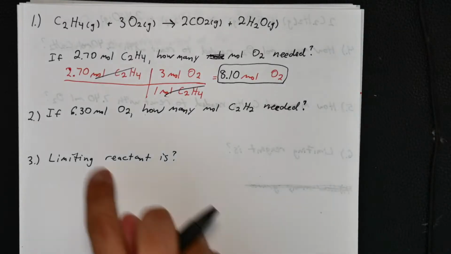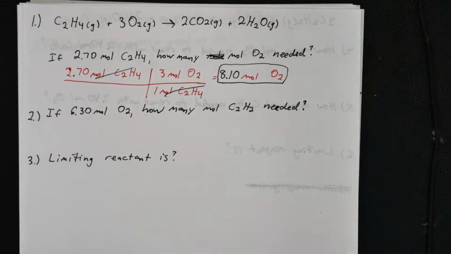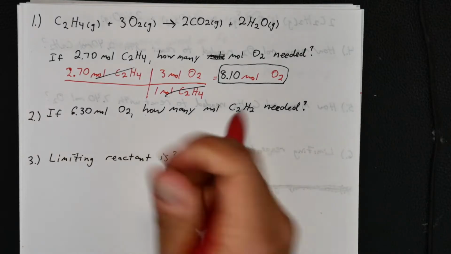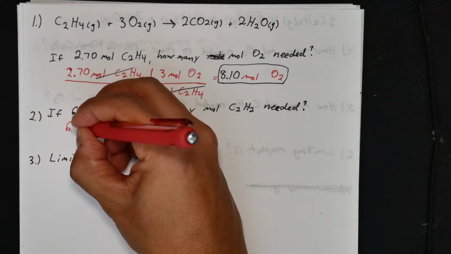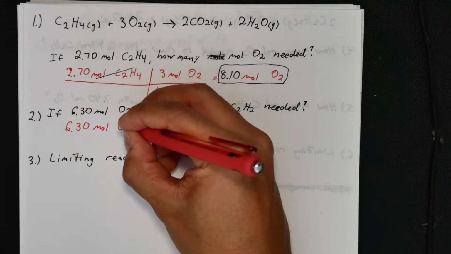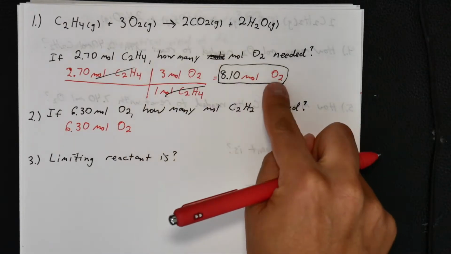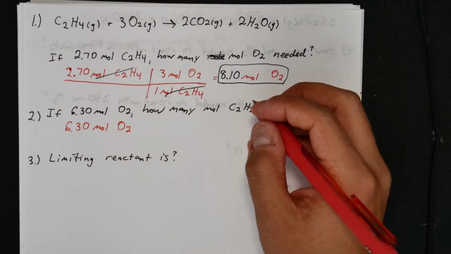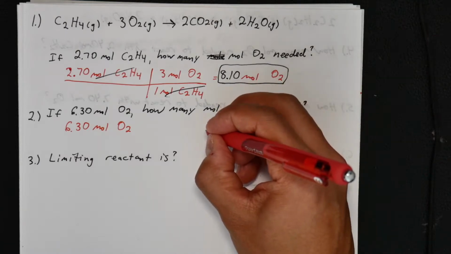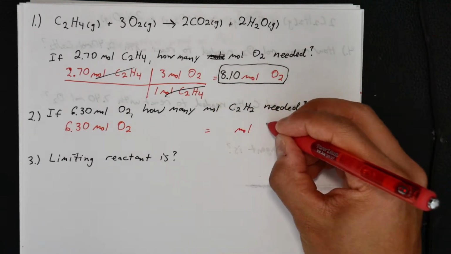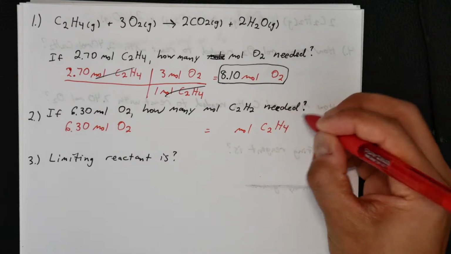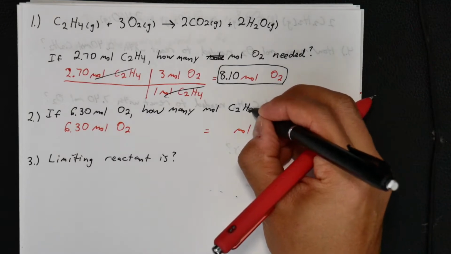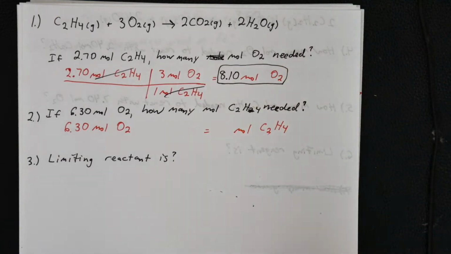And I have this one written out again already here. So if we have 6.30 moles of O2, how many moles of C2H2 will be needed? So it's pretty much the first problem, but instead of going from moles of C2H4 to moles of O2, we're now going from moles of O2 to moles of C2H4. Oh, I realize that there's a typo, so I will change that probably before you get to this video, but C2H4. Okay. Anyway, all right.